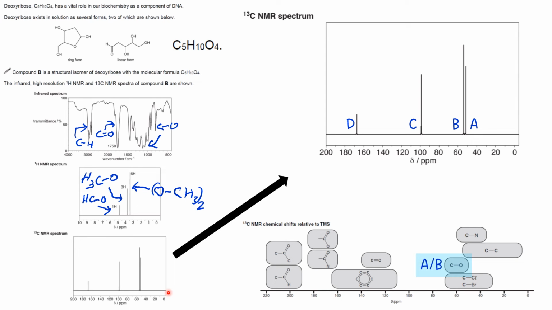So A and B both sit in the C single bond O category, which is supporting quite strongly what we're thinking about up here. And D sits strongly in the ester category, which is what we were talking about when we did the infrared. So you can now see how they start to support each other. The further you go, one starts to click with another.